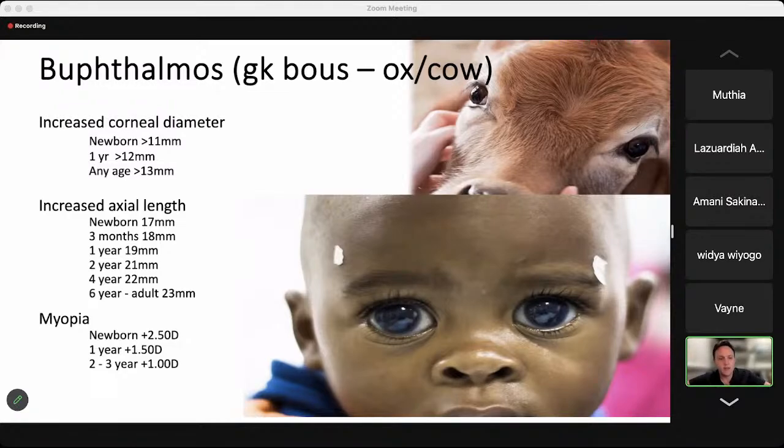These numbers are obviously a guide and shouldn't be used as a prescriptive cutoff for diagnosis, but certainly help to add to the picture. And obviously any child who's myopic is abnormal. Most children who are born should be a little bit hyperopic, and myopia is an unusual finding.